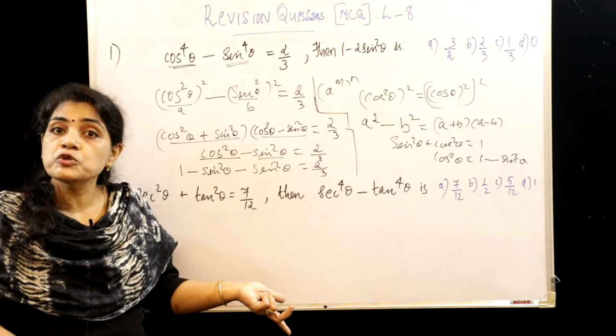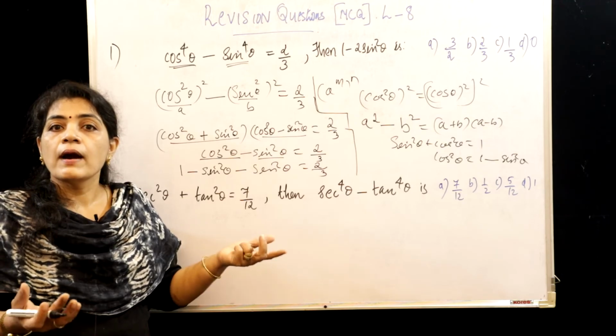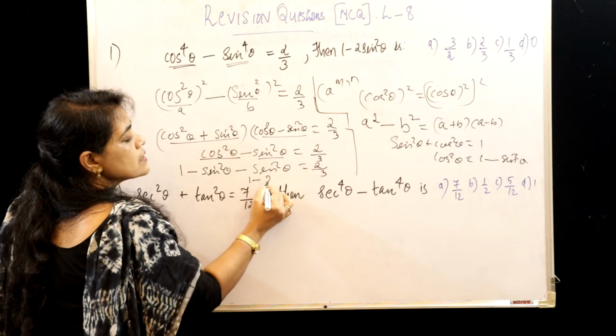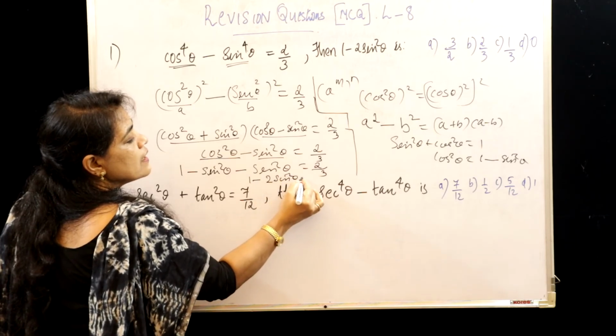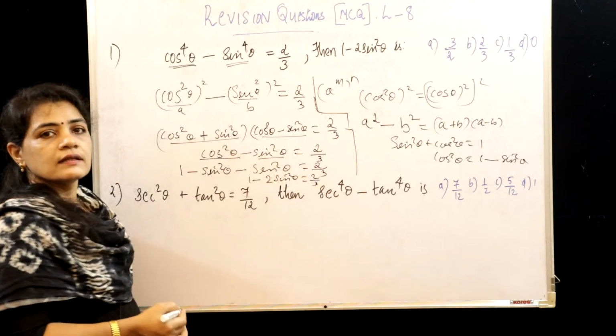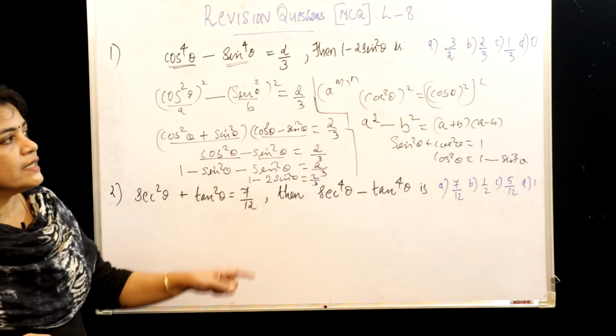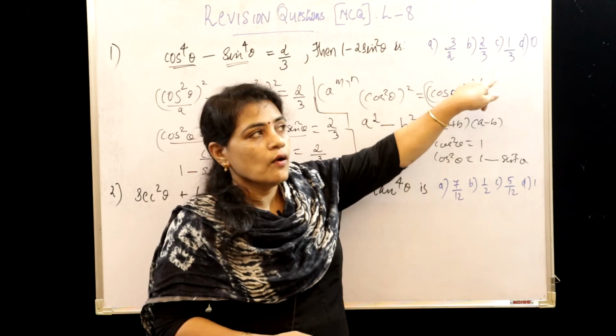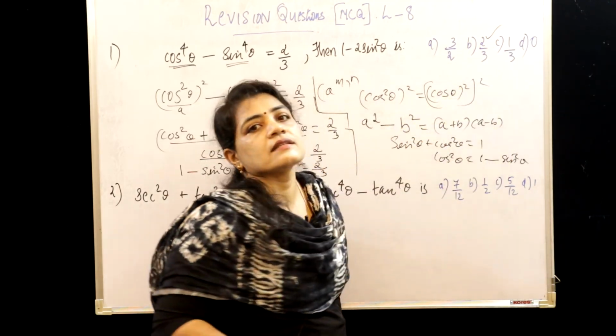That means minus 2 sin square theta. So 1 minus 2 sin square theta is 2 by 3. That is the correct answer. I see the options. 3 by 2, 2 by 3 is there. That is option B. Option B is the correct answer.